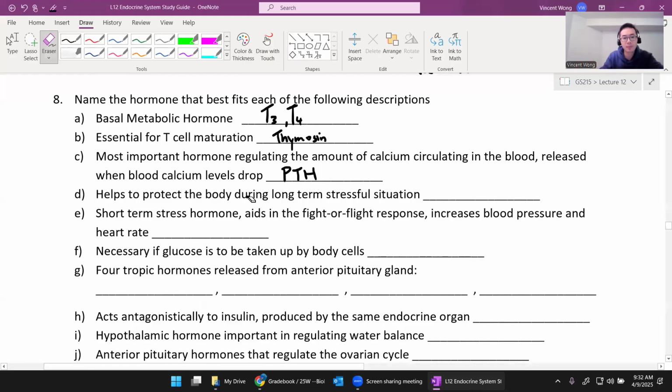Helps to protect the body during long-term stressful situation. Cortisol, right? Aldosterone, and mostly cortisol. I would say cortisol. Okay, cortisol. It's part of the glucocorticoids, right?